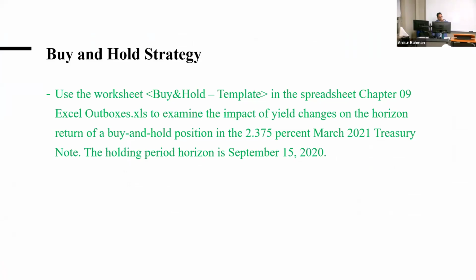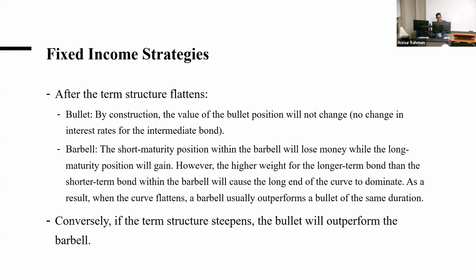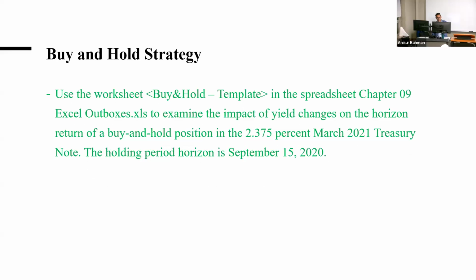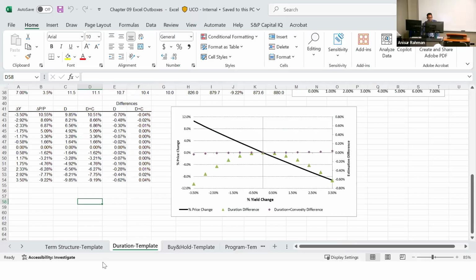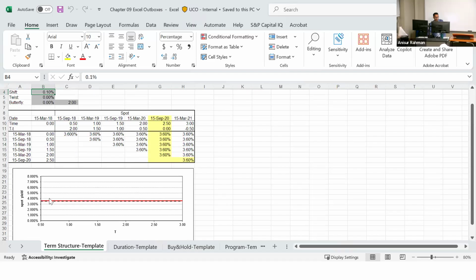Okay. Now, what we have to do, let's talk about some fixed income strategies. So fixed income manager, right? What they do, they try to anticipate how the slope of the term structure will change. This is the term structure, right? No change.